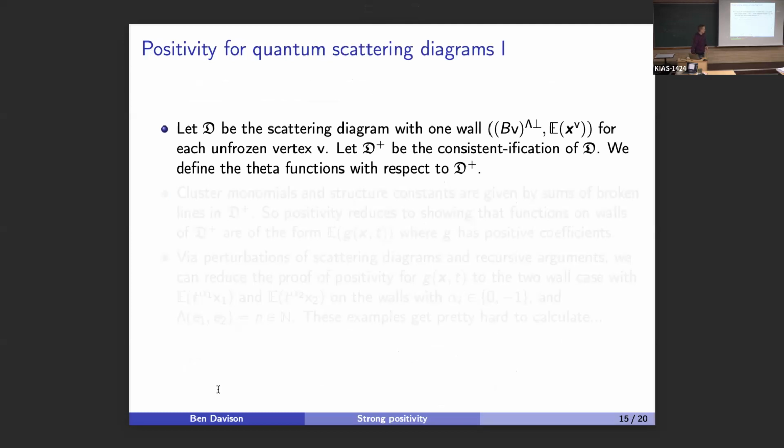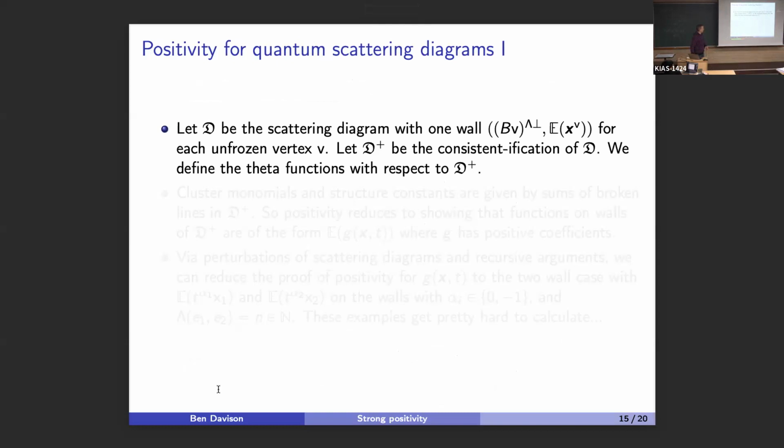So this is how that goes. Let D be a scattering diagram. So before, in my examples, I always started by just drawing two walls on two hyperplanes, putting simple functions like these on the walls and then just seeing what happened, seeing what I had to do. Well, that turns out to be the sort of general recipe for what you should do.